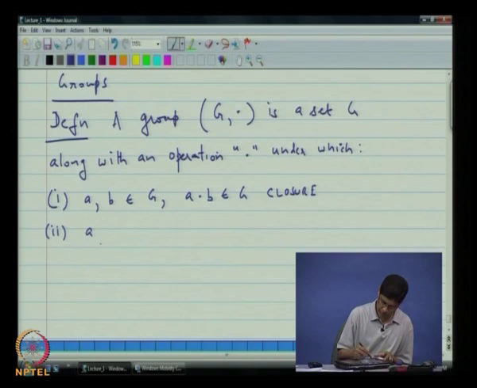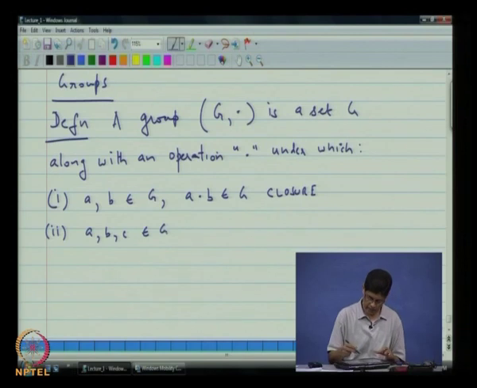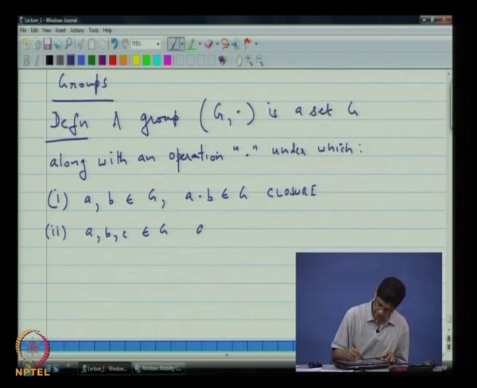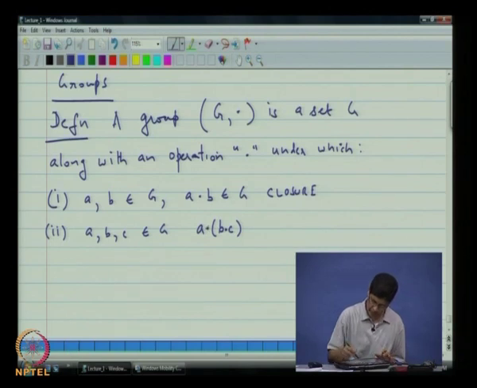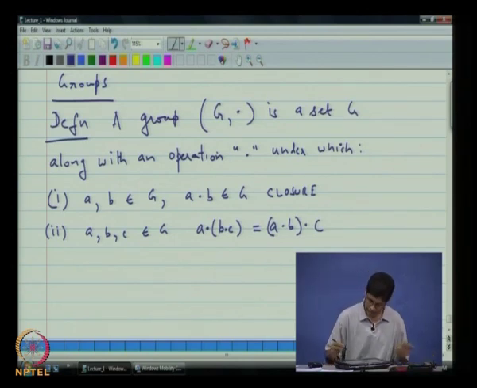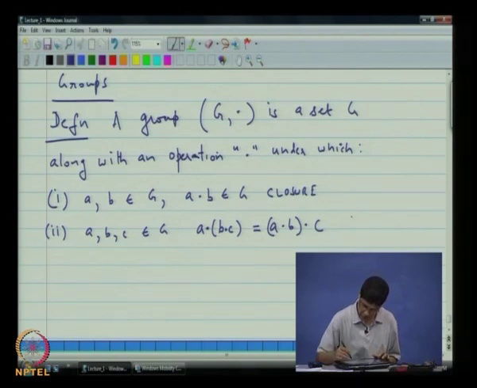If you have 3 elements A, B, C, and you are interested in multiplying the 3 together, then the way in which you group them prior to multiplying does not make a difference. Then A dot (B dot C) is equal to (A dot B) dot C. So, you can multiply B and C together first and then bring in A, or you can multiply A and B and then bring in C, and it does not matter. So, this is called the associative property.